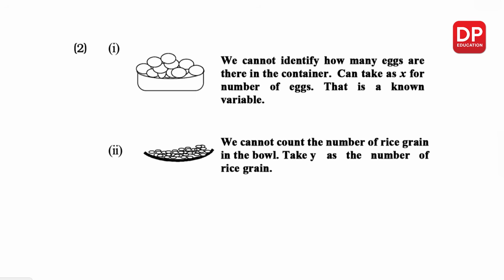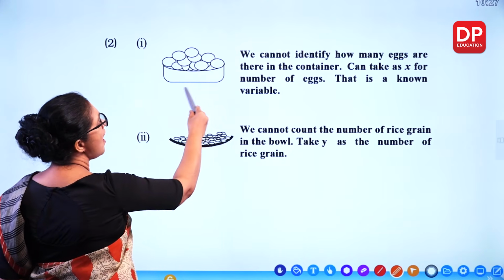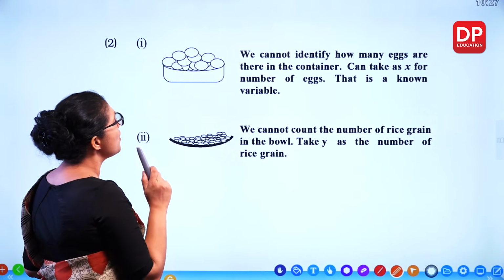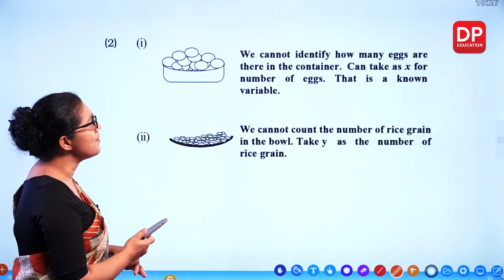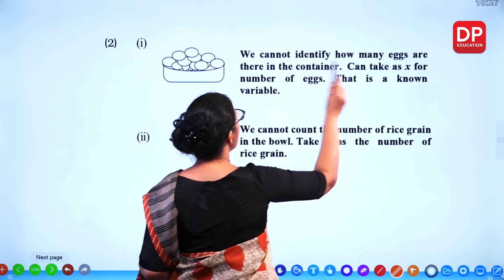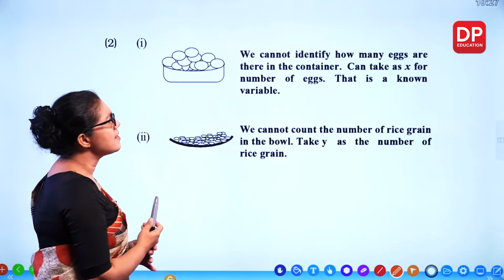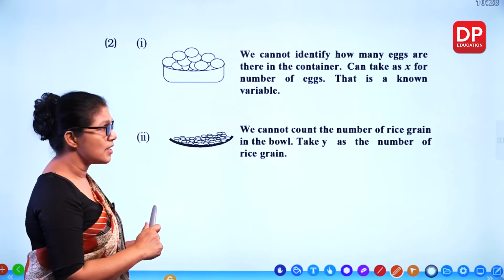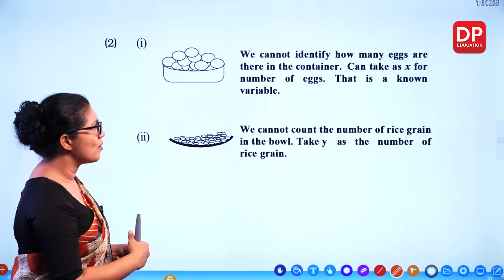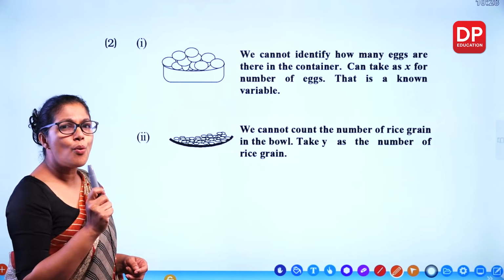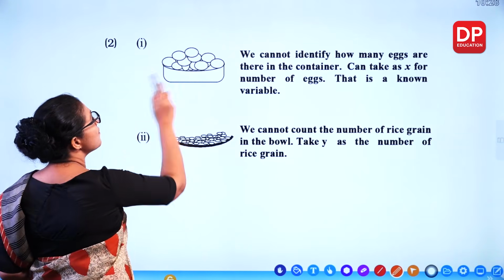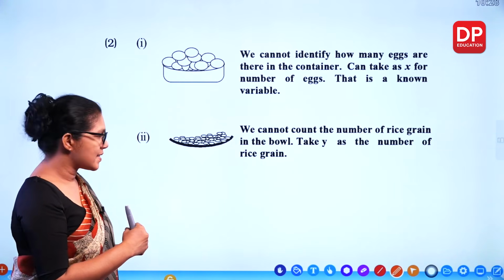Look at this one. Here, eggs are there in a container. Can we count? It's difficult to count. We cannot identify how many eggs are there in the container. So we can take x number of eggs in this container. We have to take one at a time and count. So we call that an unknown variable. x is the number of eggs. So we can count and find out the value of x.